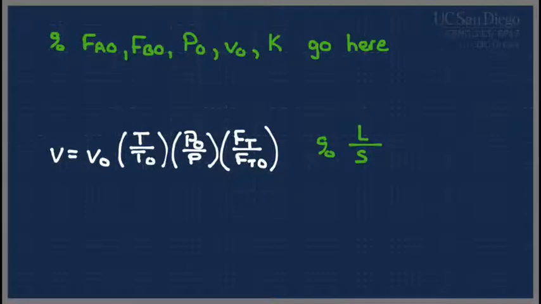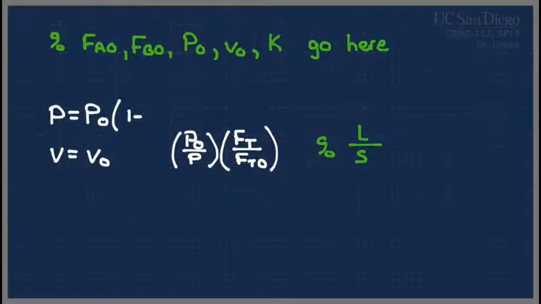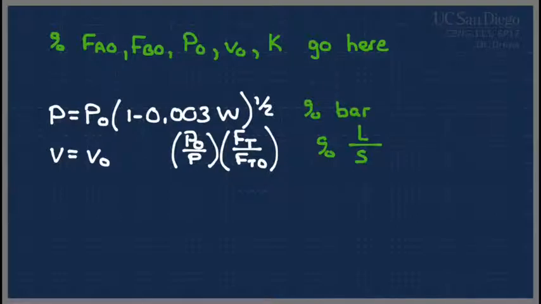So the T over T naught, we don't worry about that because that would have been 1 anyway. So we can actually erase that or cross that out if we want to. The P naught over P, well, we have an expression for P, so we can add that directly above that. This is equal to P0 times 1 minus 0.003 times W to the 1/2. And so this will have whatever the units of pressure happen to be. They don't always have to be bar for something like this because we're not dealing with equilibrium. Bar is not a bad one to use though, just so that you don't have to keep switching back and forth.